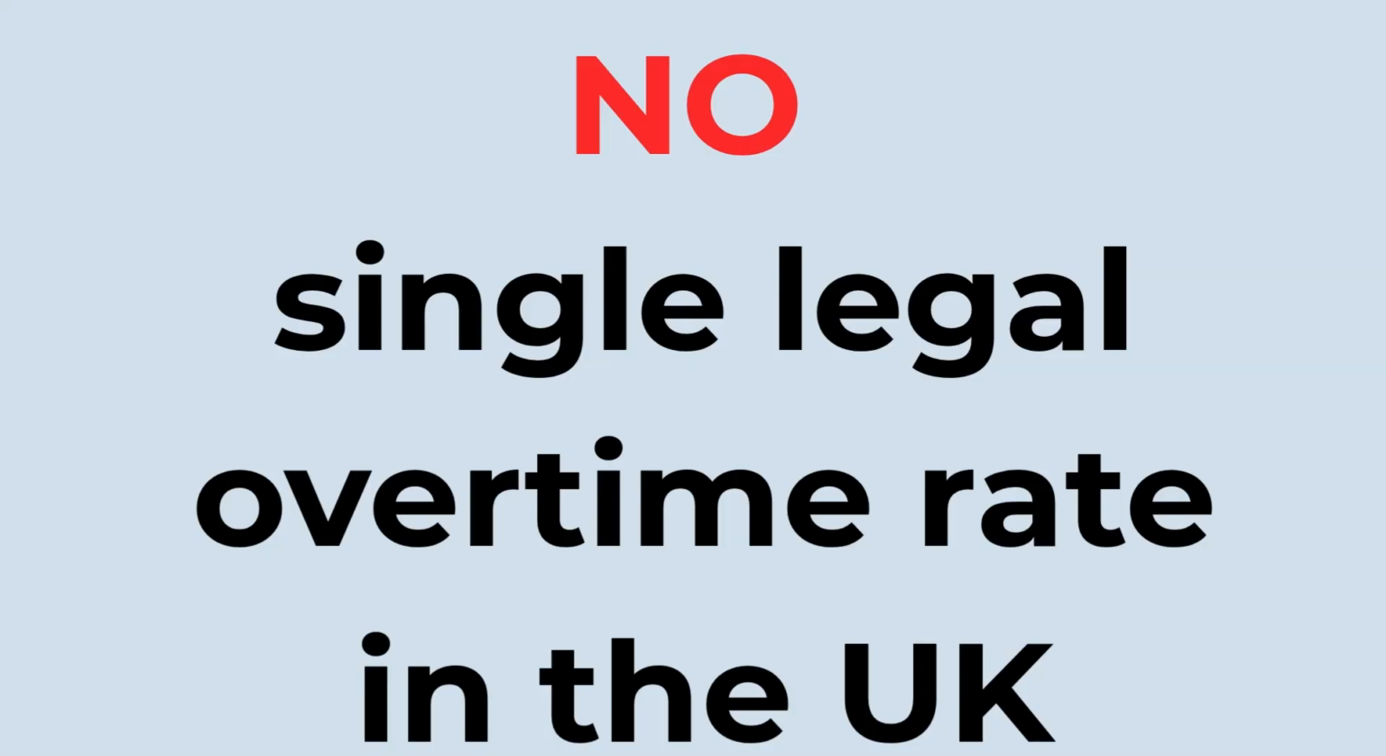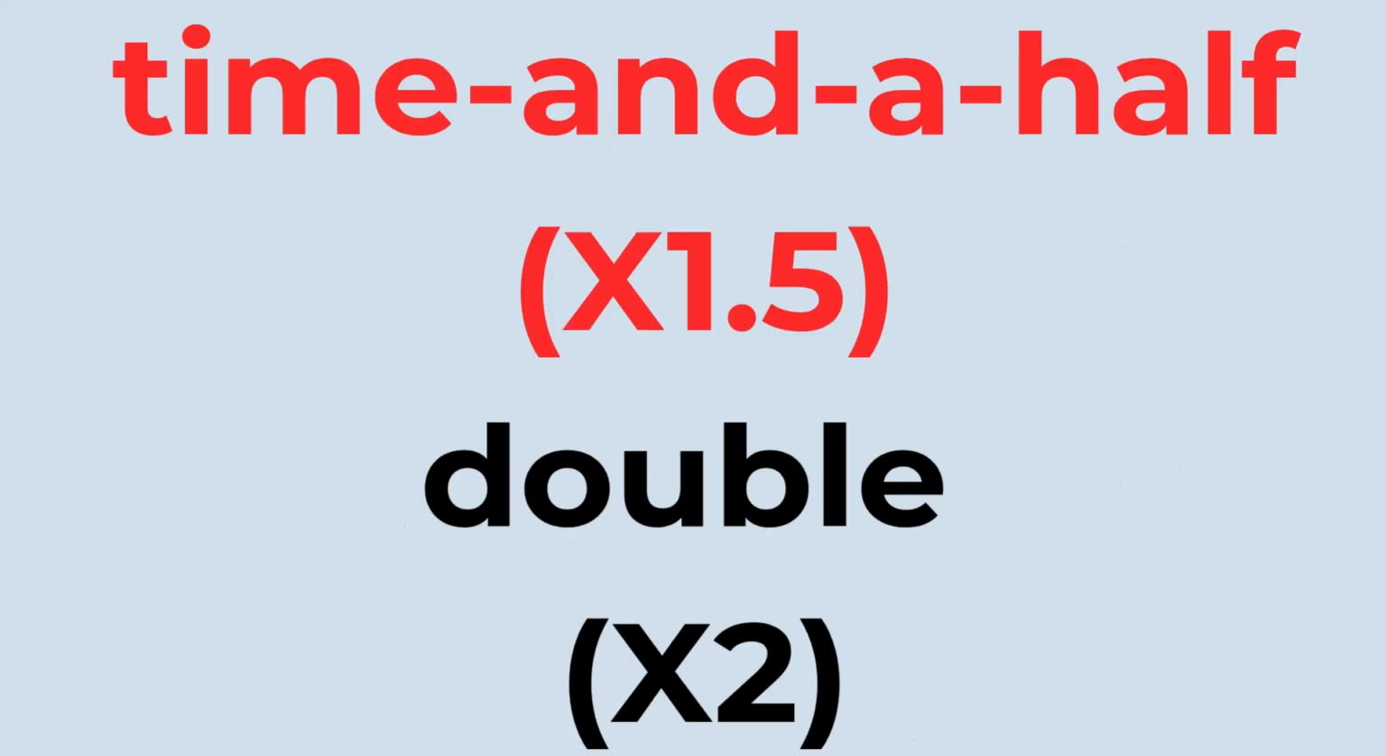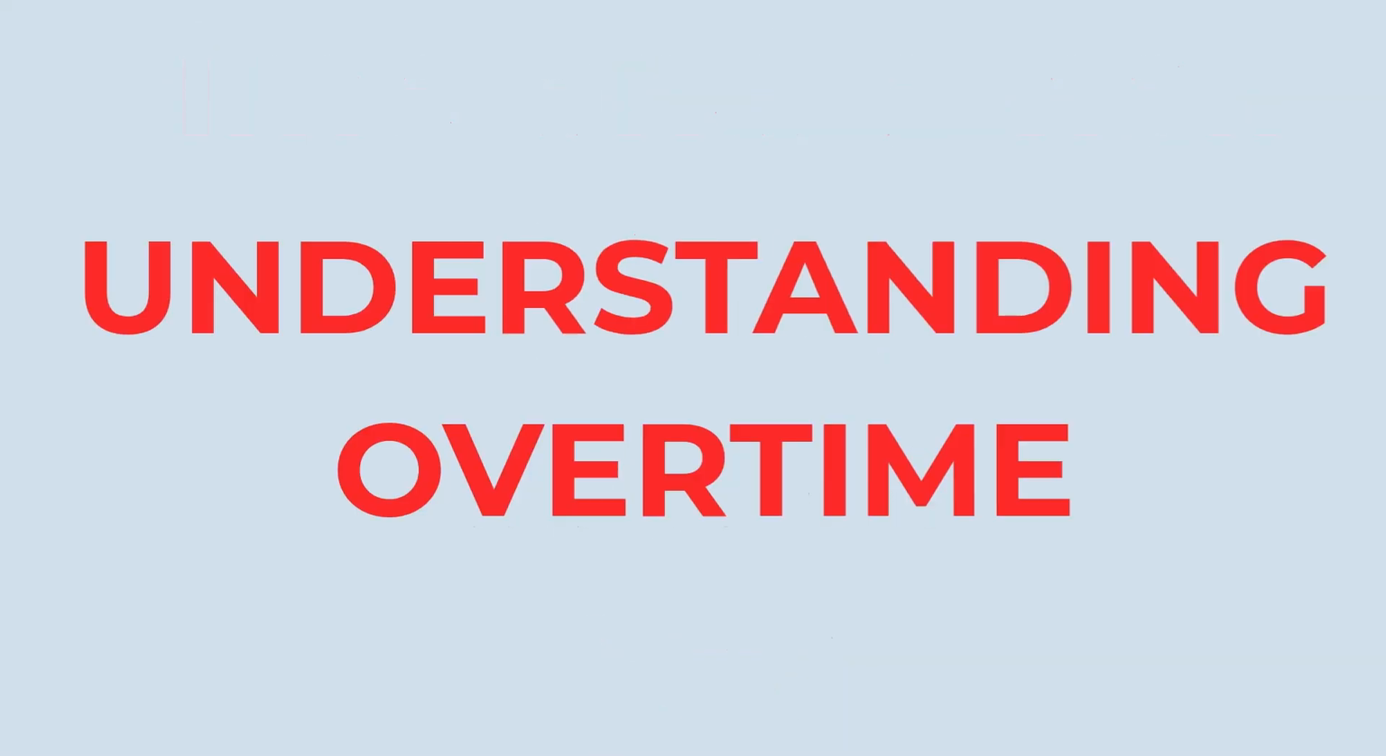Now, first things first, there is no single legal overtime rate in the UK. It depends on your contract. Some employers pay time and a half, some double time, and some don't pay overtime at all, unless agreed. But don't worry, once you understand the logic, you can calculate it in seconds using Excel. Let's break it down simply.